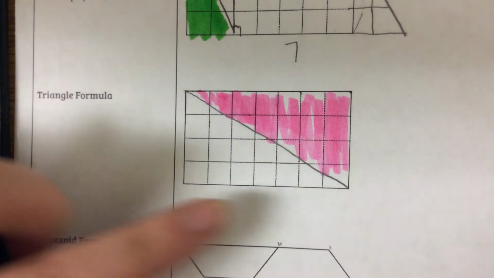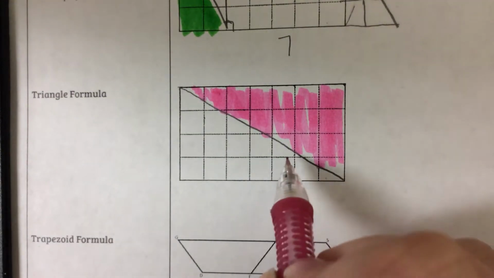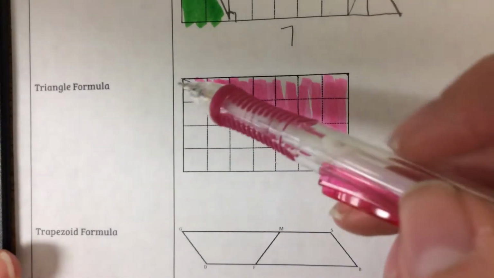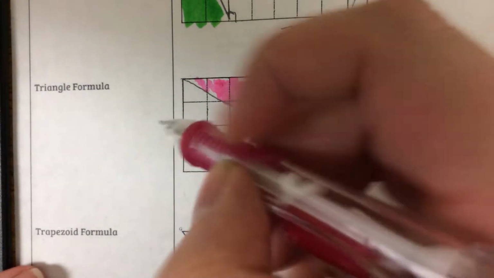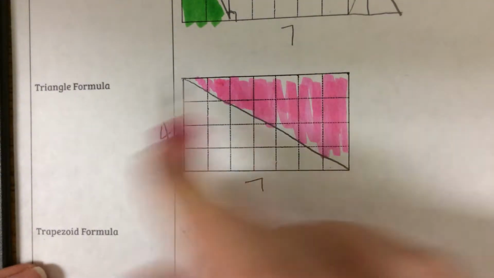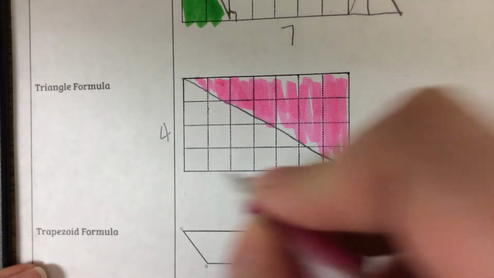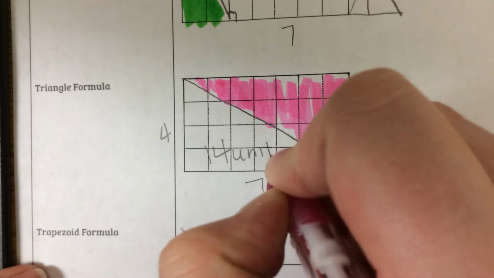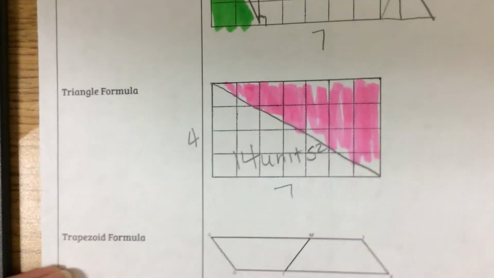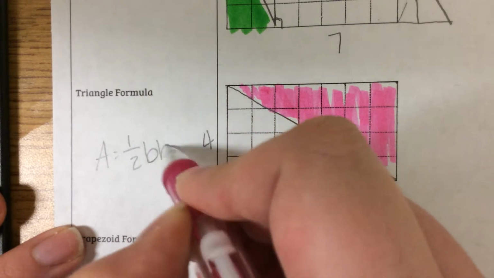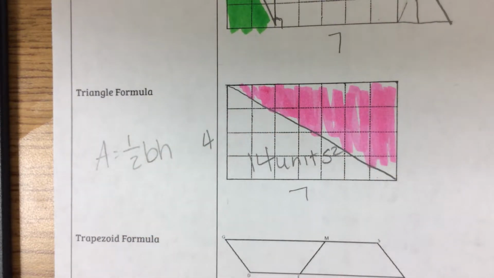Well, I can count in here, but it's kind of hard to count these mini areas. So I can say, okay, I take this, which is 4, the height is still 4, and the base, that's 7. Well, I know the whole thing is 28, but if I cut this half off, that gives me 14 units squared. So that proves to you why area equals 1/2 base times height, why that works.